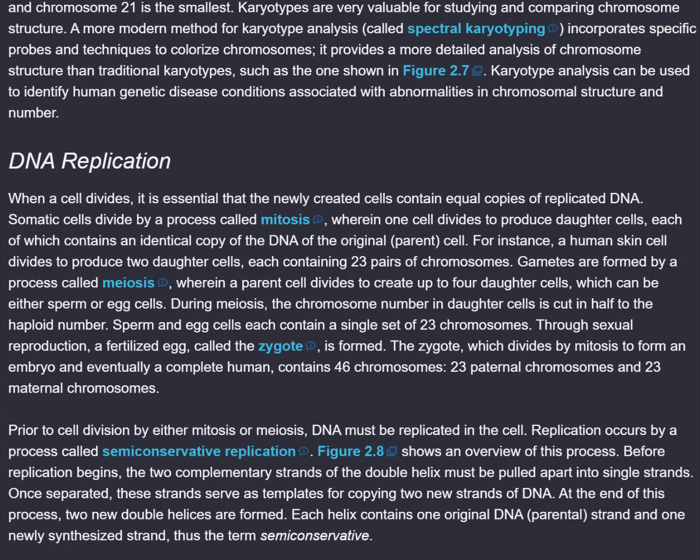Karyotypes are very valuable for studying and comparing chromosome structure. A more modern method for karyotype analysis, called spectral karyotyping, incorporates specific probes and techniques to colorize chromosomes. It provides a more detailed analysis of chromosome structure than traditional karyotypes, such as the one shown in figure 2.7. Karyotype analysis can be used to identify human genetic disease conditions associated with abnormalities in chromosomal structure and number.